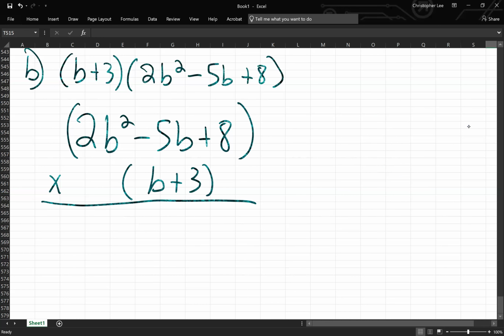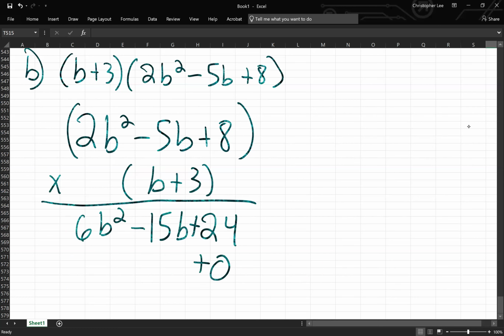After that, what are we going to do? Go straight through it. 3 times 8, what's that? 24. Very good. All right. And then now 3 times negative 5b is what? So negative 15b. Let me put a plus sign here. There we go. All right. 3 times 2b squared is what? All right. So I got a 6b squared. Imaginary 0, right? Now b times 8, what's that? All right, so plus 8b.